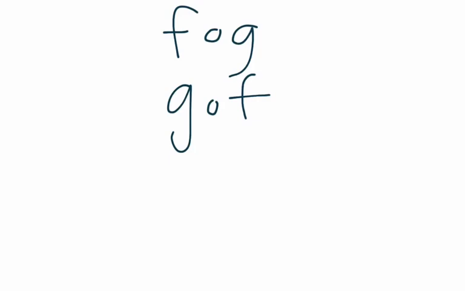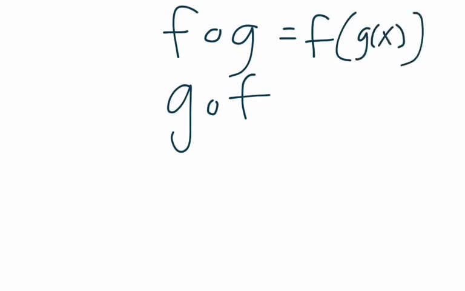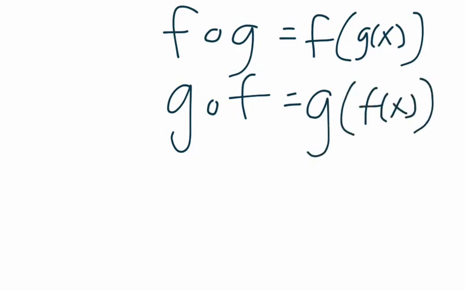Now, when it comes to doing composition, when I first learned how to do this, I had a terrible time with it, because fog means f of g of x. So you're going to take g and plug it into f. If you have g of f, it means you take f and you plug it into g. And I could not keep them straight. I just couldn't remember, do I take the first one and plug it into the second one, or do I take the second one and plug it into the first one? It really, really bothered me.